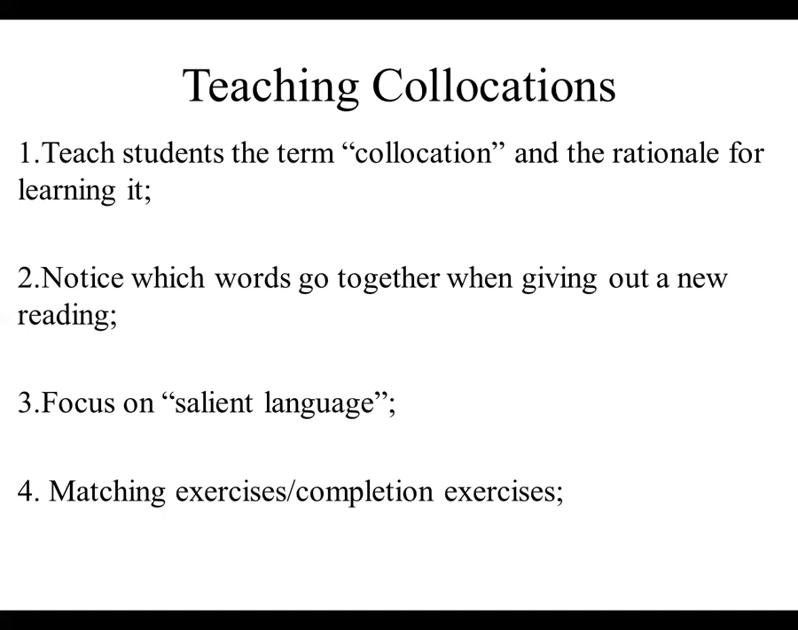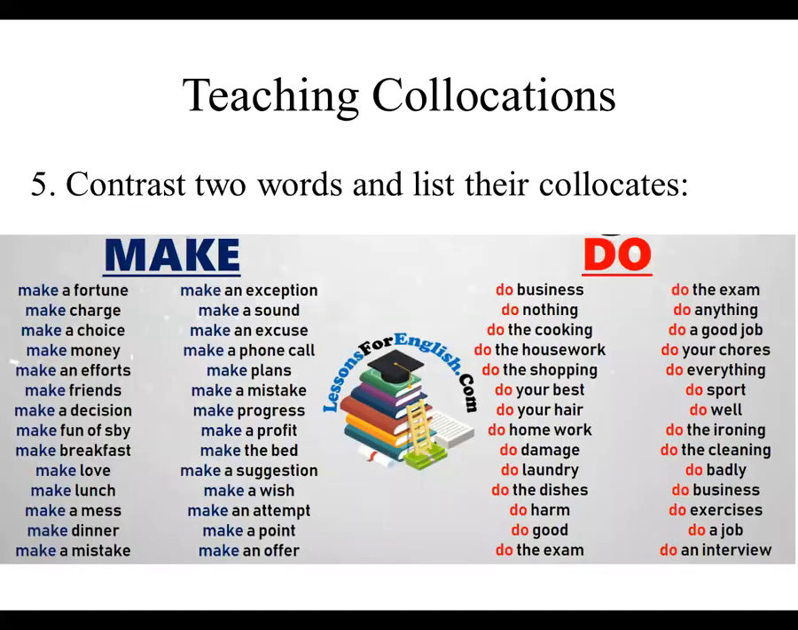The next one is matching exercises or completion exercises. Have students complete a sentence with the correct collocation or match words to their collocates. For example, do the homework, give permission, and so on. The fifth point is to contrast two words and list their collocates. We can see the example of collocations with the verbs make and do. These verbs are often confused, so here are the lists of collocations with both verbs.